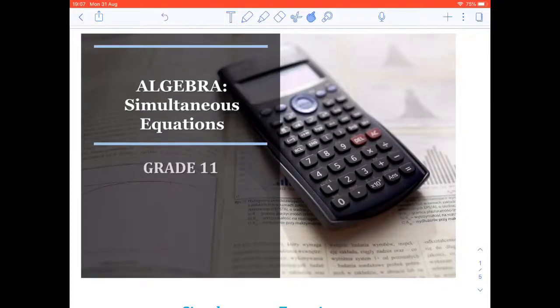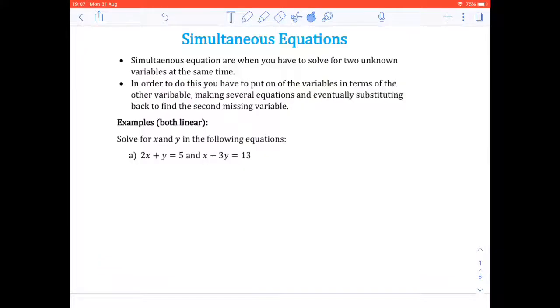In this video, I'm going to show you how to solve simultaneous equations at a grade 11 level. Simultaneous equations are basically when you have to solve for two or more unknown variables at the same time. But in grade 11, it will usually only be two variables. So in order to do this, you have to put one of the variables in terms of the other variable, making several equations and eventually substituting back to find the second missing variable. That might sound a bit confusing, so it's best to go through an example.